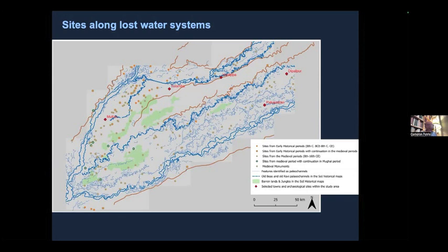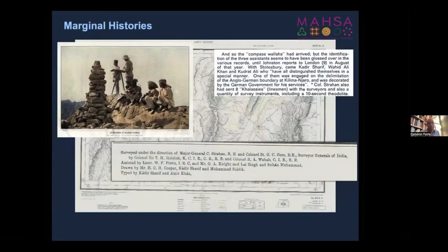Now, to just make sure I'm not putting you all to sleep and pretending that there's no actual people in all of this, in the work that we're doing, we are actually trying to understand how people lived in these landscapes and where archaeological settlements were. But we're also extremely conscious of the marginal histories that are encapsulated in all of this research that we're carrying out.